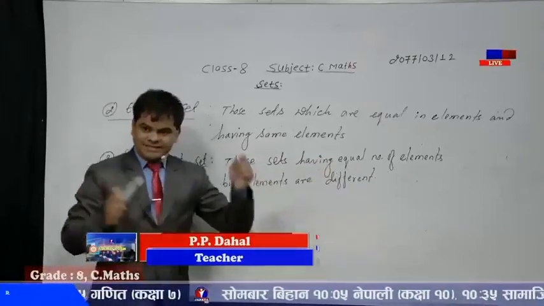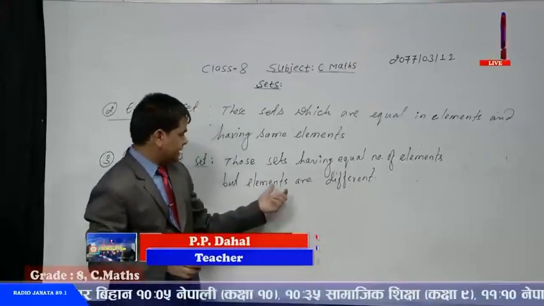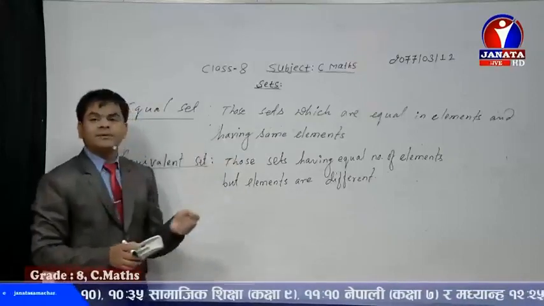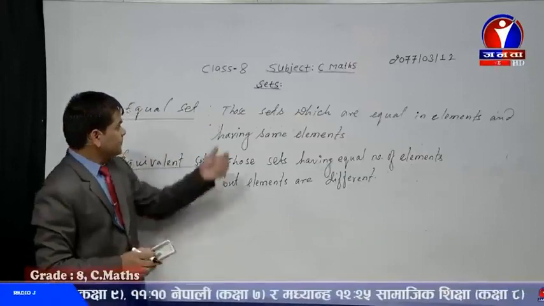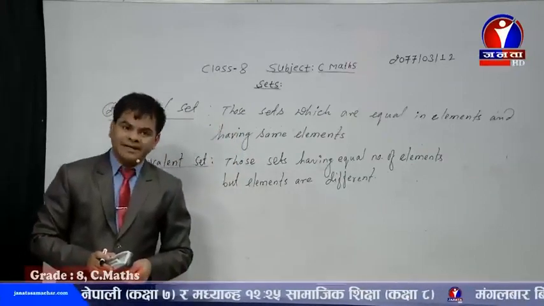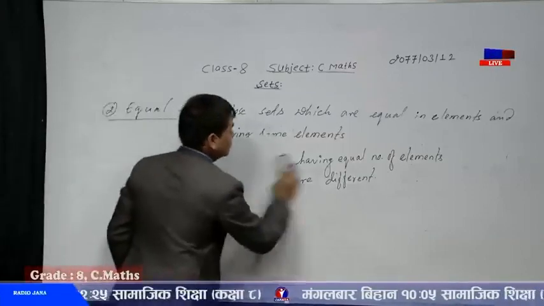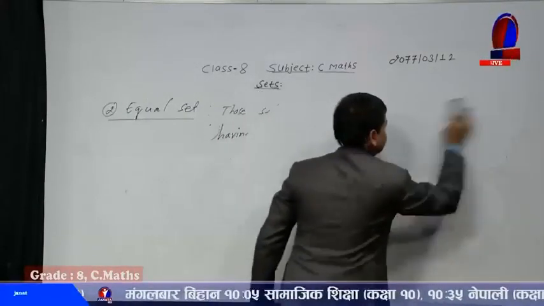Equal number means the number of elements should be equal, but the characteristics of the elements may vary in case of an equivalent set. But in case of an equal set, the characteristics of the elements should also be the same, and the number of elements should also be the same. So that's all, dear students. Now especially let's focus on the questions which arise in the examination.